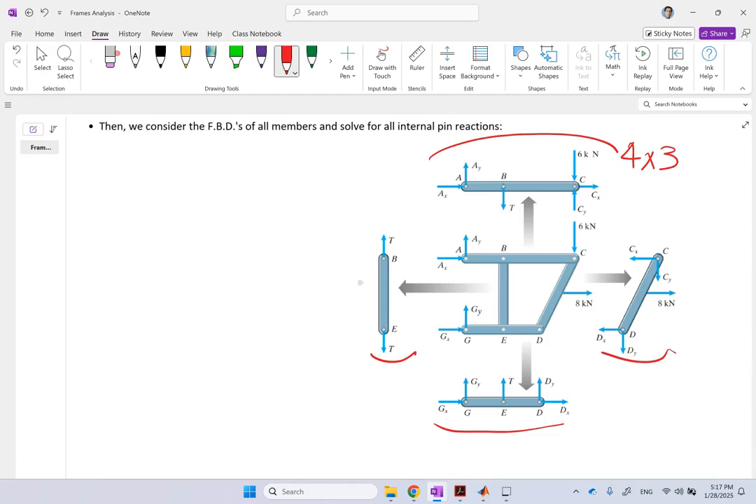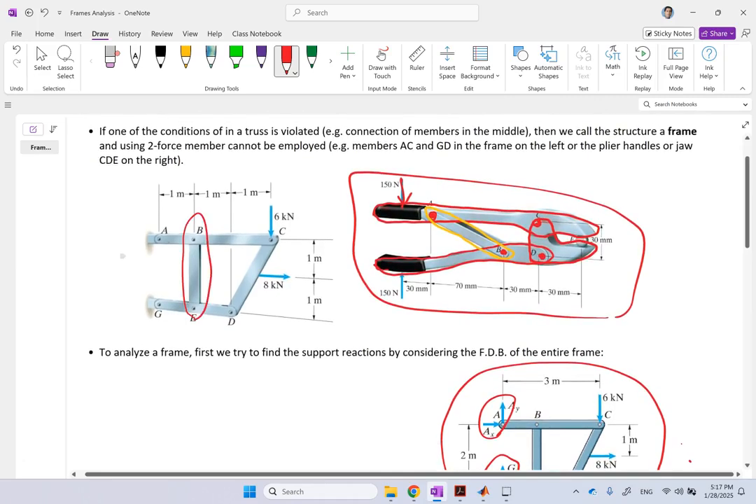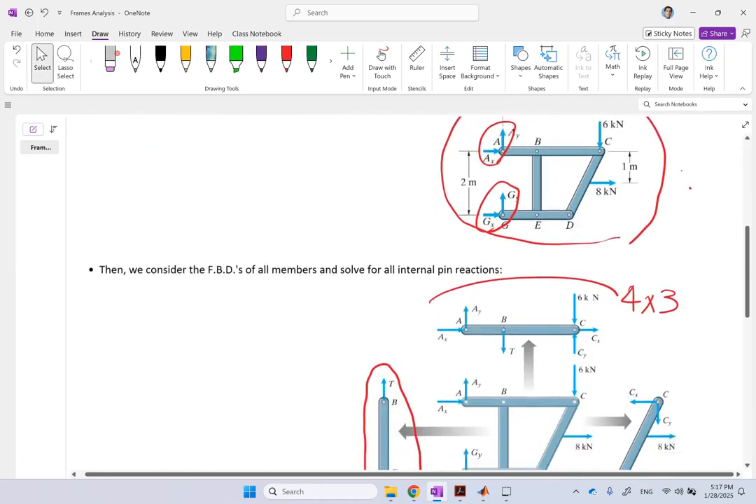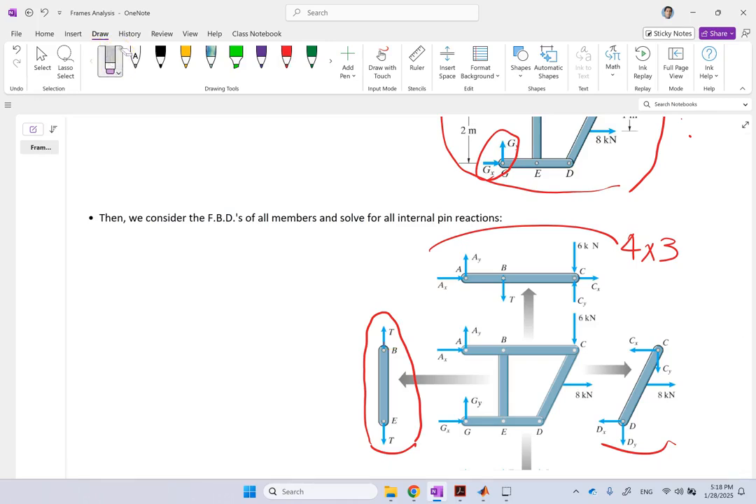You might say, how come? Well, look at this FBD, for instance. What does this FBD give you? Nothing. All it gives you is this T on the top and this T on the bottom, and this is that member BE. Remember, the only 2-force member. Because it's a 2-force member, at B and E, I do not need to show 2 reactions. I can only go with 1 reaction because it's a 2-force member.